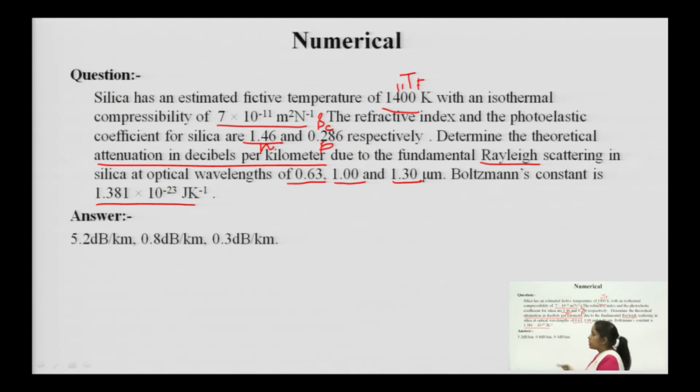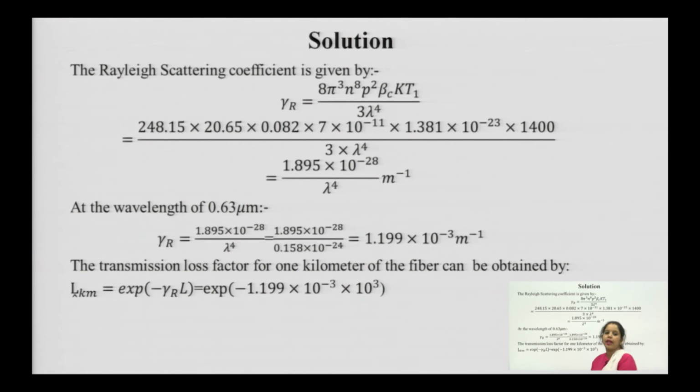In this particular class, I will discuss only for the one wavelength, that is 0.63 micrometer, and for the others it is left as an assignment for you, answer is provided. So, I am going to do it for 0.63 micrometer. First of all, I have calculated the Rayleigh scattering coefficient. For that I have just written the formula first, gamma R is equal to 8 pi cube n to the power 8 p square beta c k T by 3 lambda to the power 4. Already discussed the nomenclature of all the parameters here.